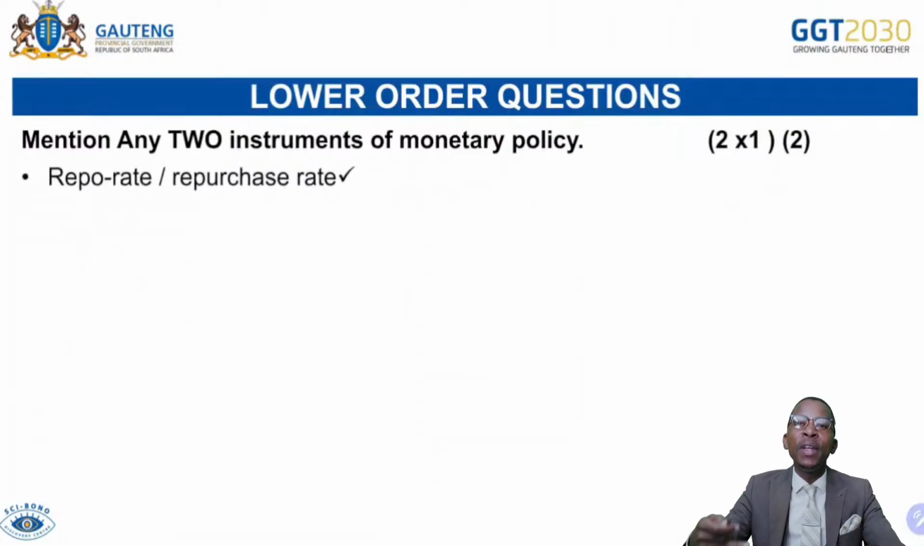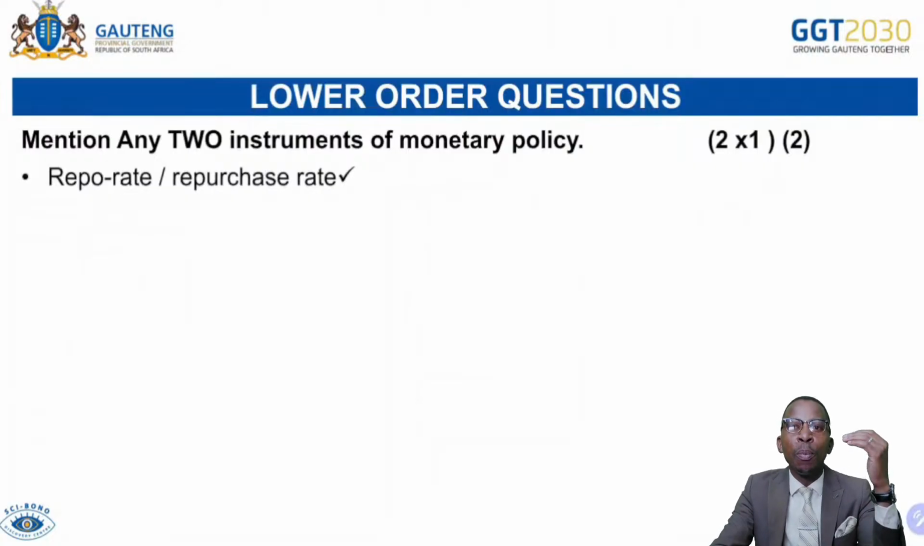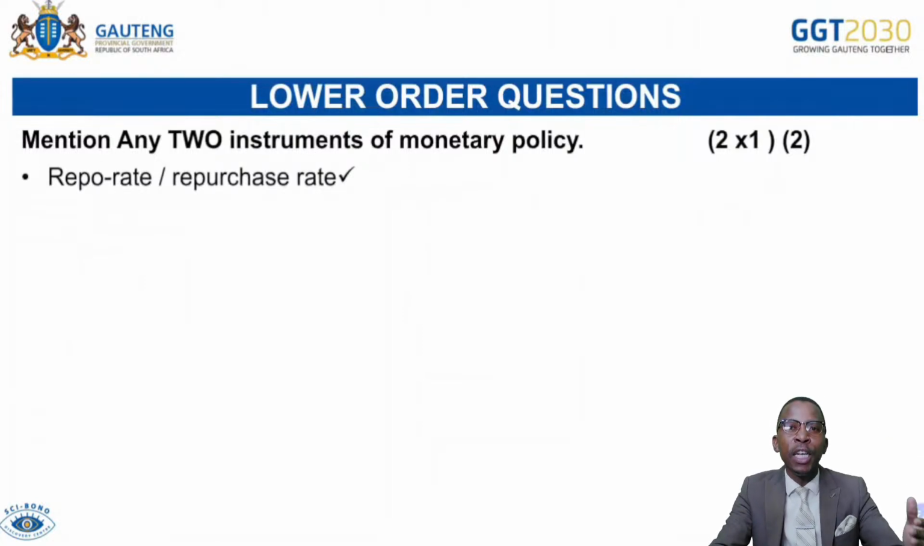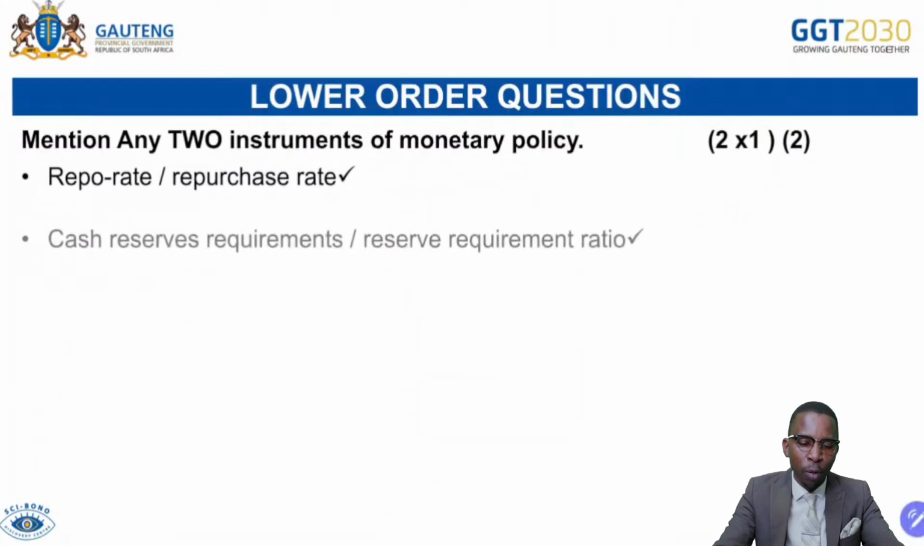You must also know how it can be applied to cool down the overheating economy or to stimulate the underperforming economy. So if ever the economy is at peak, it's overheating, it should be cooled down using these instruments. If ever it's underperforming, it should be stimulated to increase the level of economic activities.